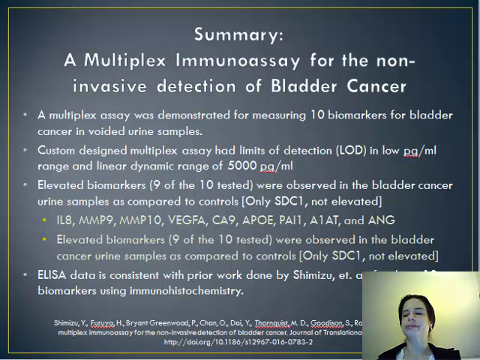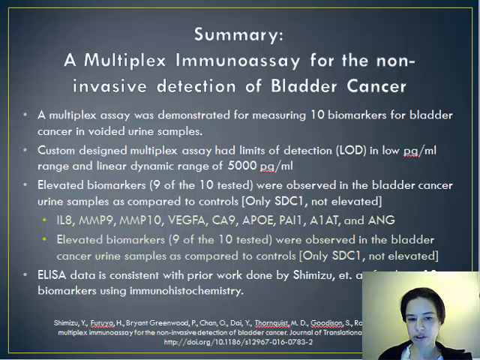So in summary, the authors developed a multiplex assay for 10 biomarkers for bladder cancer in voided urine samples. And this was a custom assay. It had low picograms per ml range limits of detection. So that's how low you can detect your sample. And a linear dynamic range, which means the range of concentrations for your sample detection, of 5,000 picograms per ml. And actually, 9 of the 10 biomarkers were elevated in your bladder cancer patients versus your control, and there was only 1 that was not elevated.